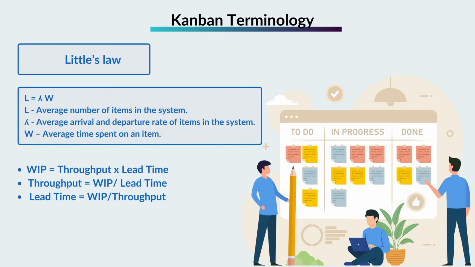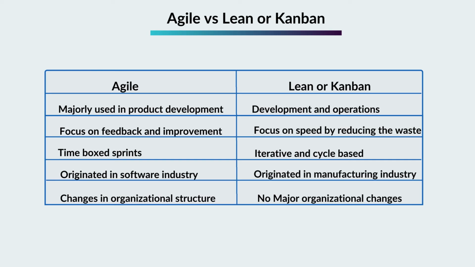Agile versus Lean or Kanban. Agile, Lean or Kanban: majorly used in product development and operations. Agile focuses on feedback and improvement; Lean focuses on speed by reducing the waste. Agile uses time-boxed sprints, iterative and cycle-based. Agile originated in the software industry; Lean originated in the manufacturing industry. Agile brings changes in organizational structure; Kanban has no major organizational changes.